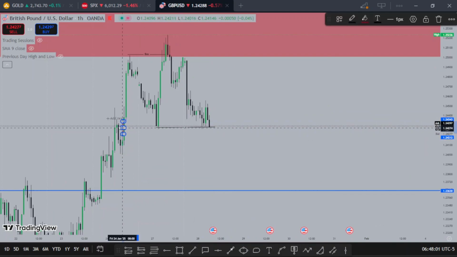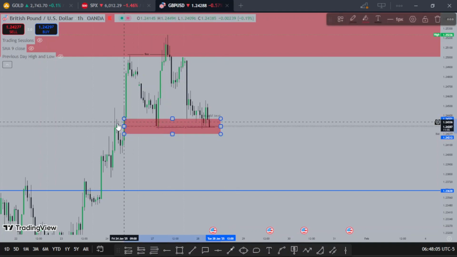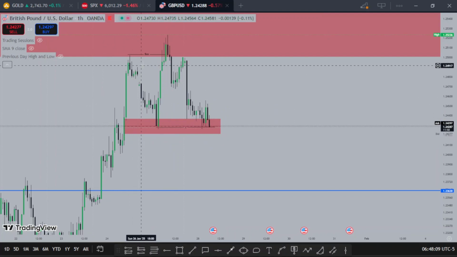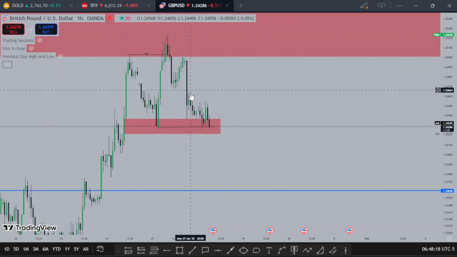We see there was an hourly fair value gap that formed over here. You can see these two up-close candles that were responsible for the break of structure over there. There was a fair value gap that formed before the huge move, and price had respected the fair value gap, and for now price is still reacting off this fair value gap.